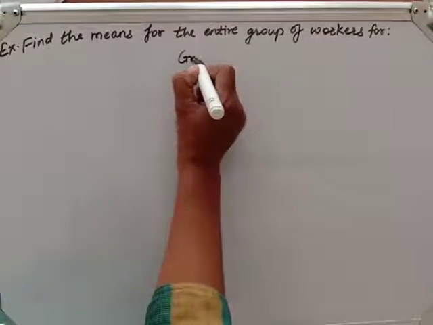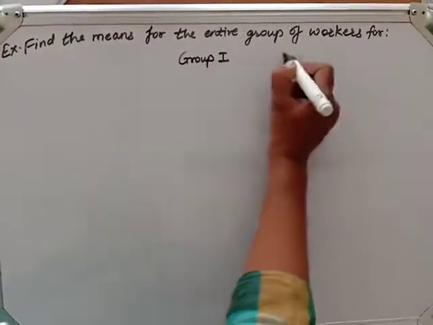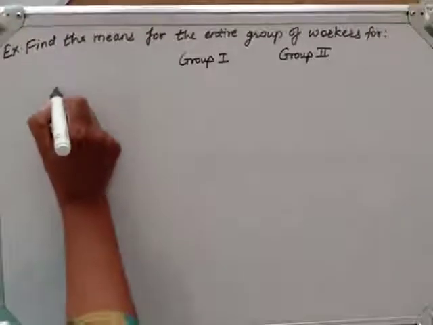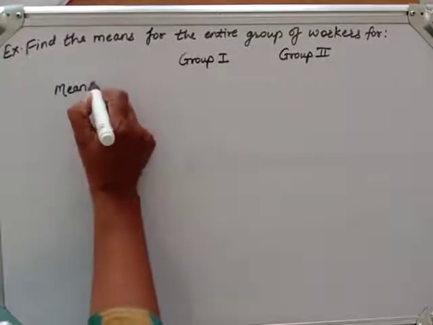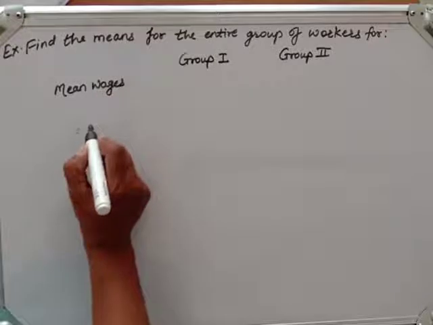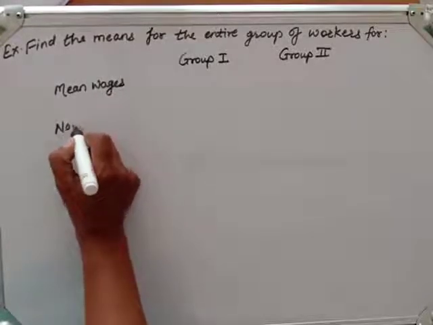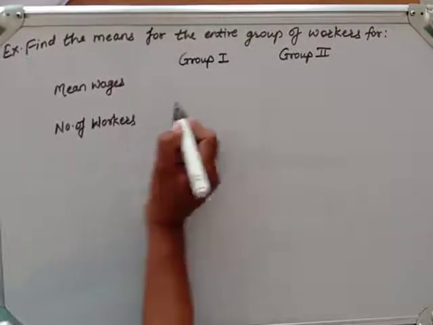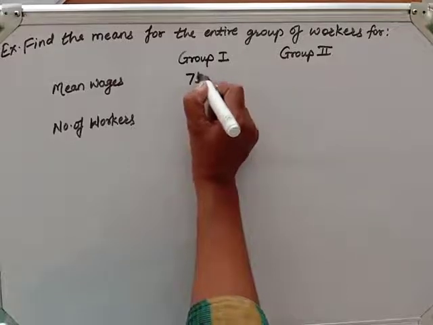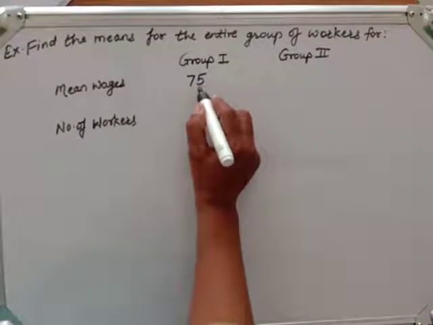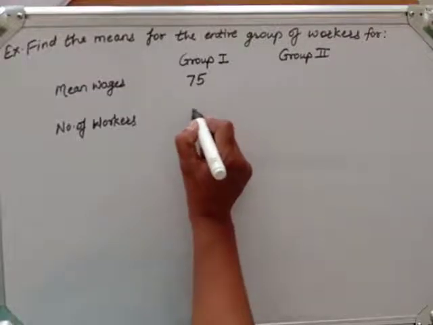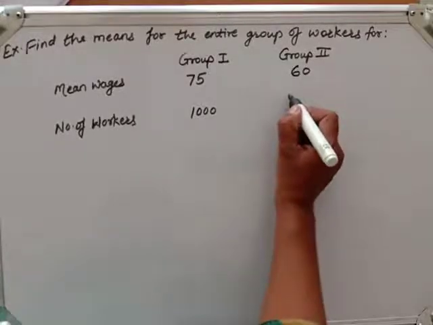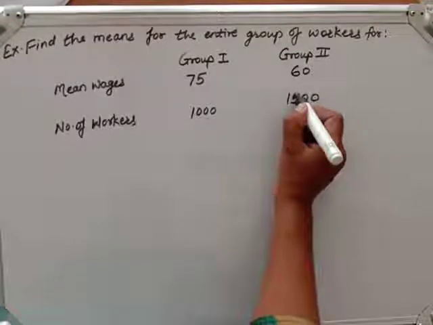Here is group 1, here is group 2. Here are the mean wages and here the number of workers. What are the mean wages? In group 1 the mean is 75, and the number of workers is 1000. In group 2 the mean is 60 and the number of workers is 1500.